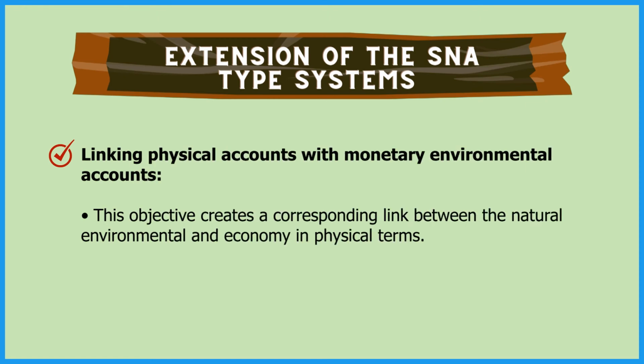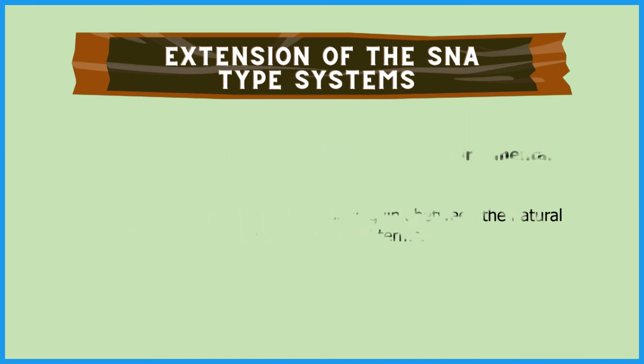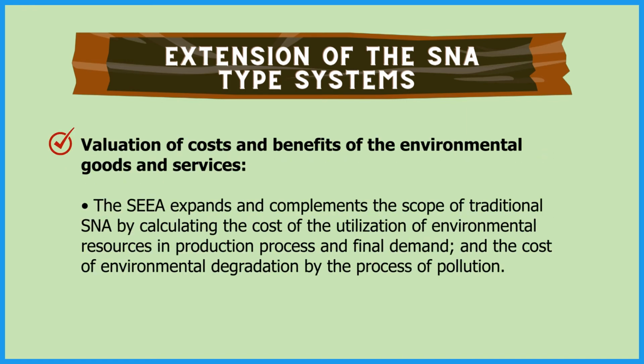The second objective is to link physical accounts with monetary environmental accounts. Now this objective creates a corresponding link between the natural environment and the economy in physical terms. The third one is valuation of cost and benefit for environmental goods and services. So this SEEA expands and complements the scope of traditional SNA by calculating the cost of utilization of environmental resources in production process and final demand, and the cost of environmental degradation by the process of pollution.